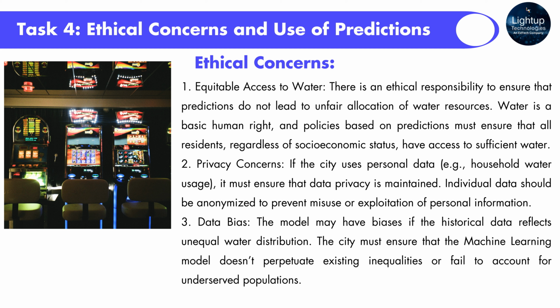Privacy concerns: if the city uses personal data, for example household water usage, it must ensure that data privacy is maintained. Individual data should be anonymized to prevent misuse or exploitation of personal information. Data bias: the model may have biases if the historical data reflects unequal water distribution. The city must ensure that the machine learning model doesn't perpetuate existing inequalities or fail to account for underserved populations.